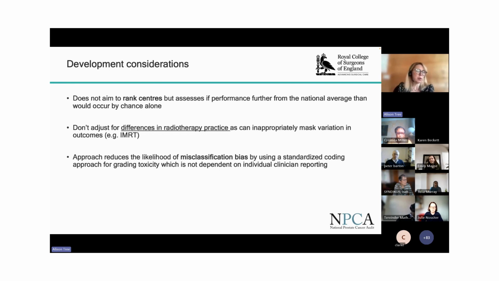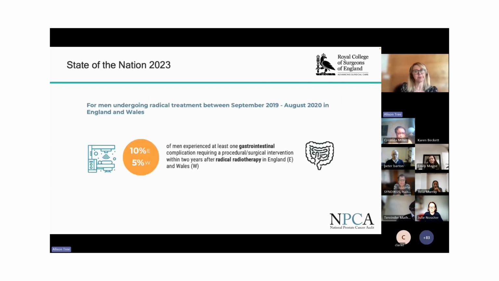So I think it's fairly universal. Everyone gets IMRT now, but historically we haven't accounted for that sort of thing. And it reduces the likelihood of misclassification bias by using a standardised coding approach. So it's the same across the country. One of the problems we have in trials is that people grade toxicity differently. Doctors might assess one patient differently between them, but this avoids that kind of bias.